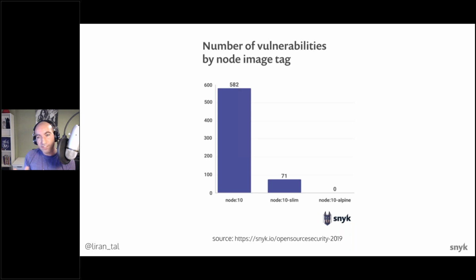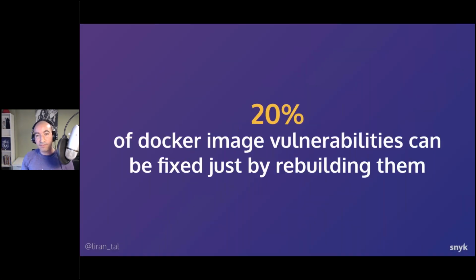So if you are aware of this data, if you're aware of this problem space, you're aware of what to do here. You can make a more conscious decision and go for Node 10 Slim, or maybe Alpine works for you, you can go for that one as well. And so these are real examples of what happens.